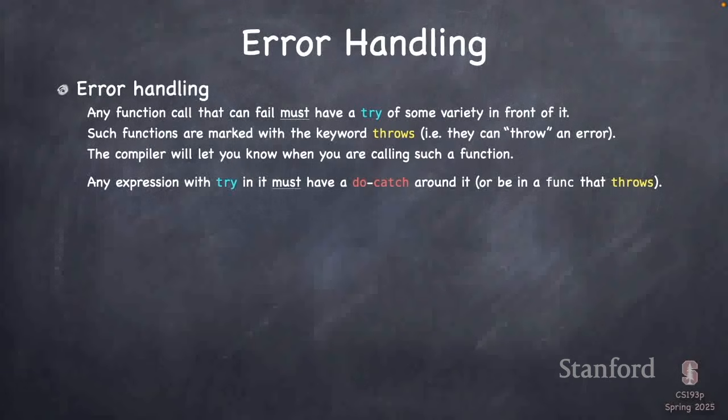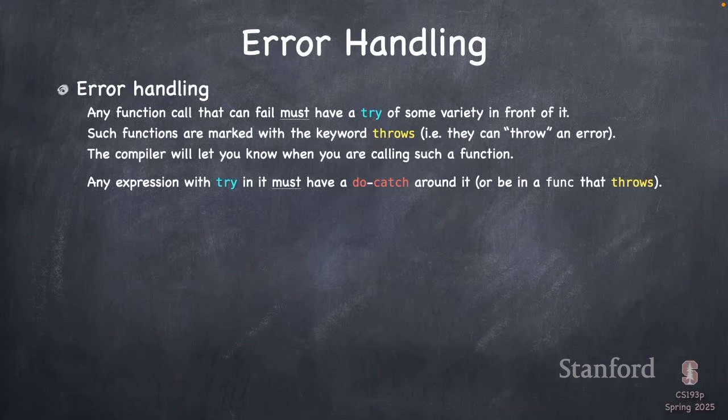The interesting thing here is that if you have a try, you have to have a do catch around it, except for there's one exception to that, which is if you're in a function that throws. You're inside a function that has throws marked on it, then it can not do catch. And if this thing throws, then your function will immediately throw that error out. The throws will just immediately start flying up the call chain of things that throw. But this is a little bit onerous to have to put do catch around every single thing that might throw.